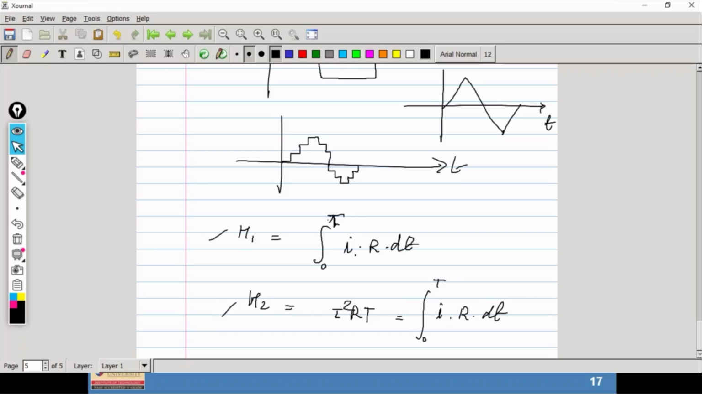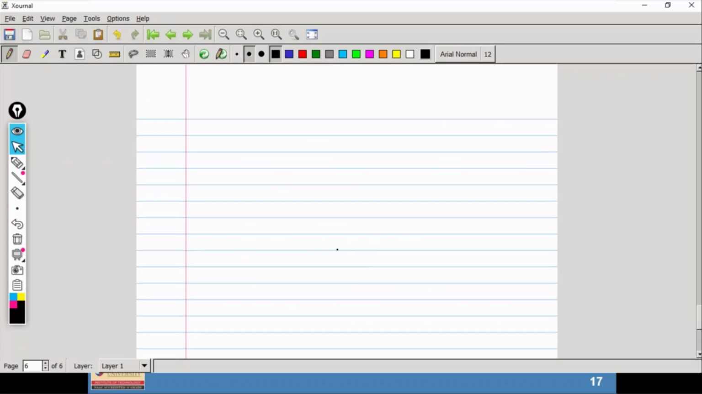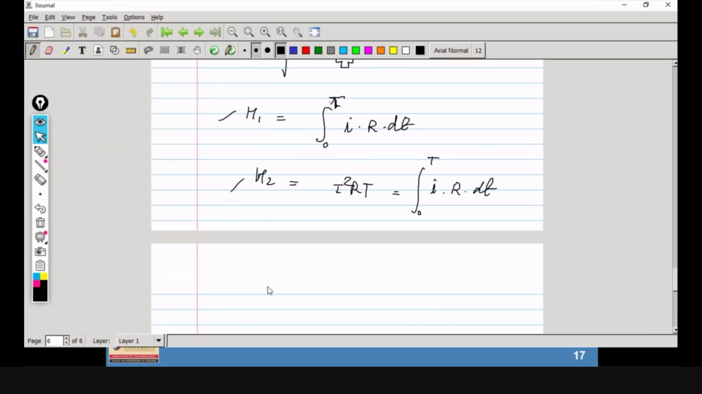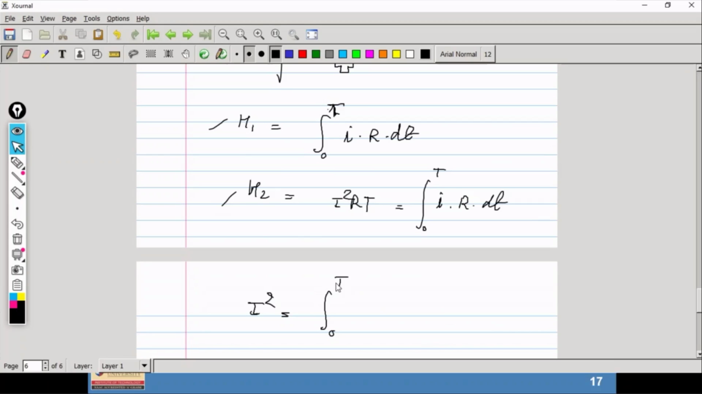Fine. And similarly, we can write the same expression here. That is, I square is equal to the integral from 0 to T of I square into R. Sorry, this is I square RT.